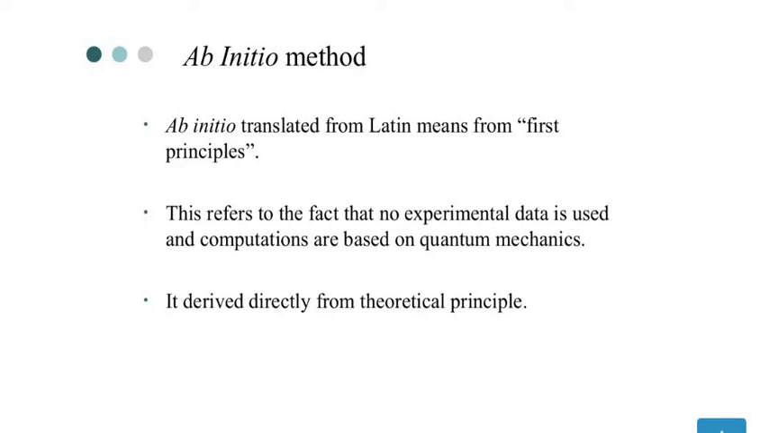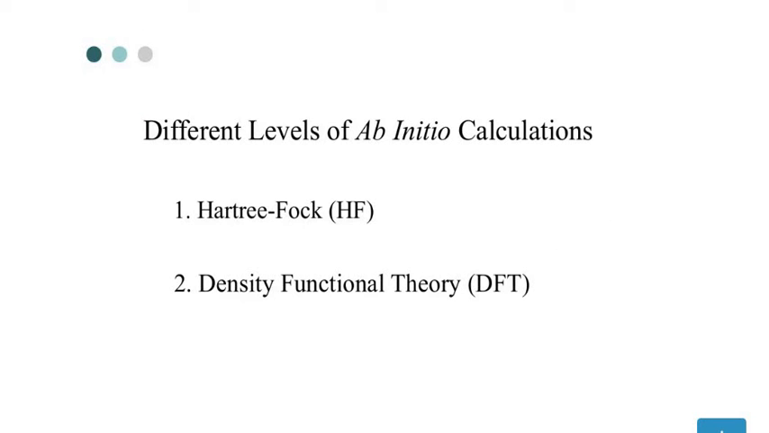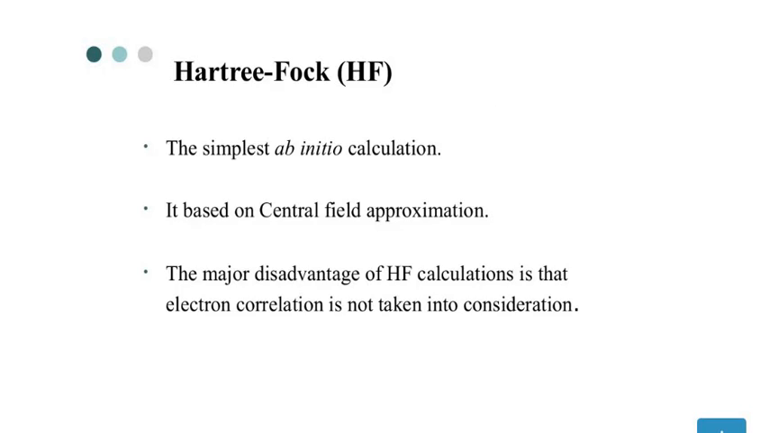What is the ab initio method? Ab initio, translated from Latin, means from first principles. This refers to the fact that no experimental data is used and computations are based on quantum mechanics. It is derived directly from theoretical principles. There are different levels of ab initio calculations: Hartree-Fock, HF, and density functional theory.